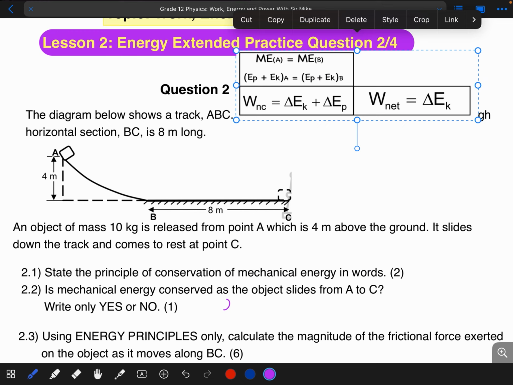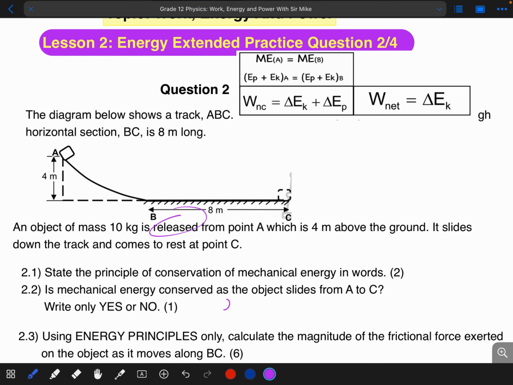If we continue with the statement, they say that an object of mass 10 kg is released from rest from point A, which is 8 meters above the ground. It slides down the track and comes to rest at point C. That statement, released, tells us that the speed of the object at point A is 0. And the speed at point C is also 0, since it comes to rest at point C.